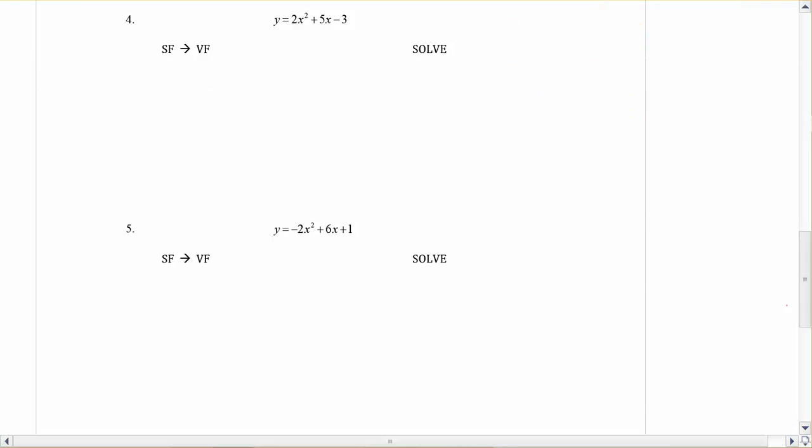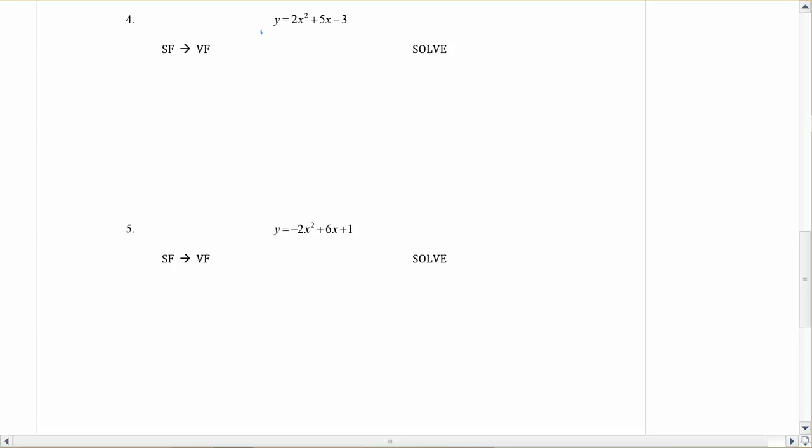All right, so let's do 2 more with solving. If you think you can do 4 and 5 on your own, go ahead and try to do that. Go ahead and press pause in the video and just come back and check your answer. I don't need you to graph any of these. I just want you guys to go from standard form to vertex form and solve.